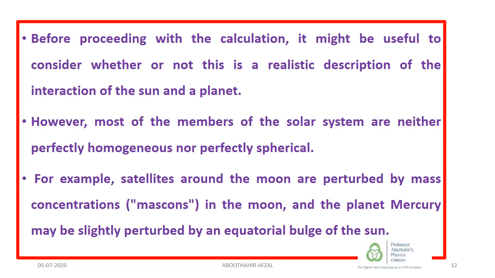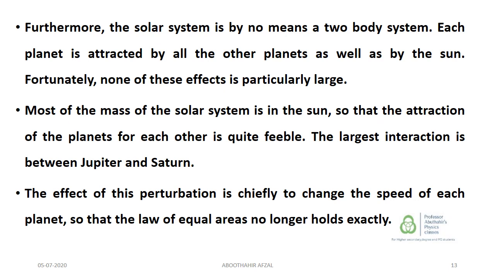and the planet Mercury is slightly perturbed. Also, the solar system is by no means a two-body system. Each planet is attracted by all other planets as well as by the sun. Fortunately, none of these effects is particularly large. Here we are considering only the attraction between the sun and the planet. At the same time, that planet is being attracted by all other planets, but that is very small compared to the attraction between the sun and the particular planet we are considering. So we just neglect it, but actually it is not a two-body system.